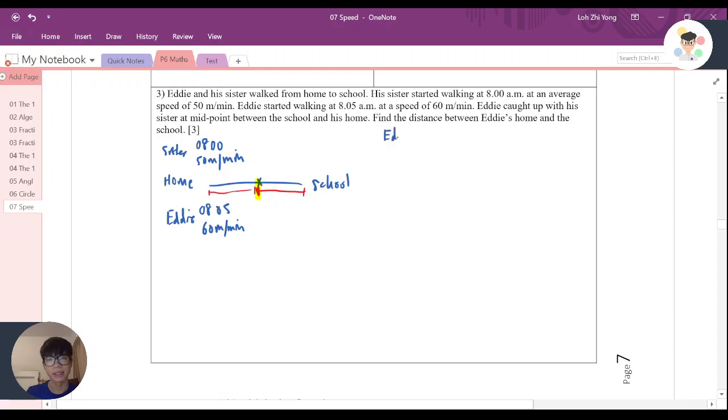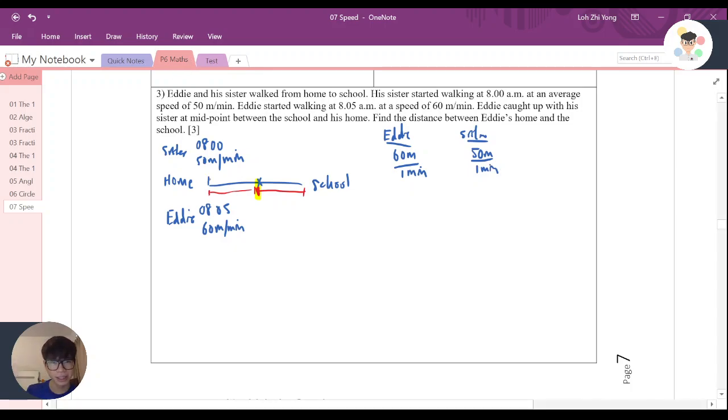This is AD. This is the sister. Now AD basically is 60 meters per minute. Okay, let me just write here 60 meters in 1 minute. Sister is 50 meters per 1 minute.